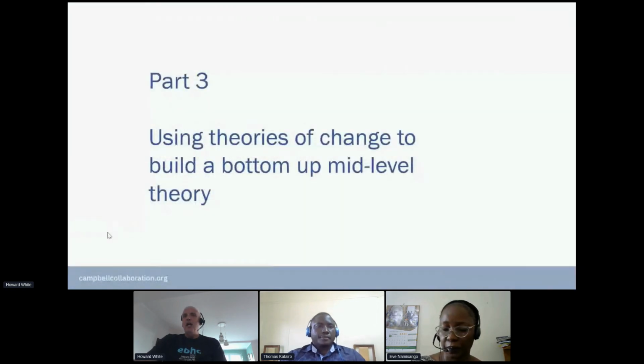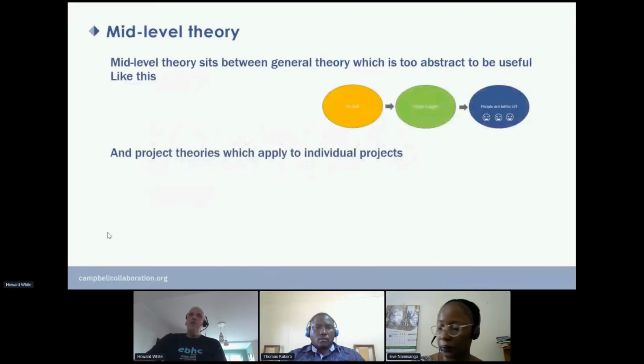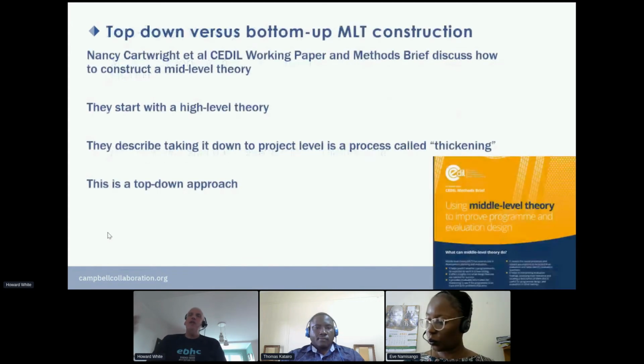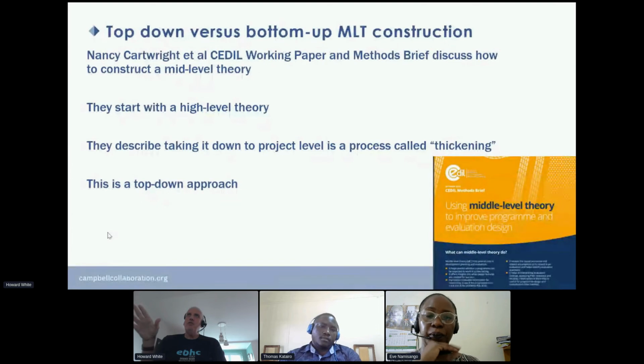Okay, so finally, using theories of change to build a bottom-up mid-level theory. So mid-level theory, as I just said, sits between general theory, which is too abstract to be useful, like the one I showed before, and project theories, which apply to individual projects. Now, work on mid-level theory is one of the programs of work we have, principally driven by the need to try and understand the transferability of study findings from one setting to another, to think about the underlying causal process and assumptions that would allow that transferability.